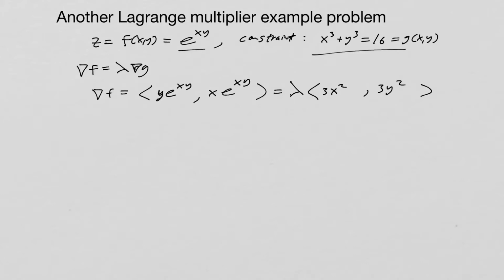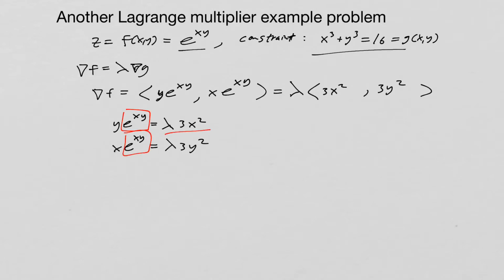Okay. All right, so now let's set up the two equations. We're going to have y e to the x times y is equal to lambda 3x squared. And we also have x e to the x times y equals lambda 3y squared. So what we see here is we have to look at those two. Those are the same thing.